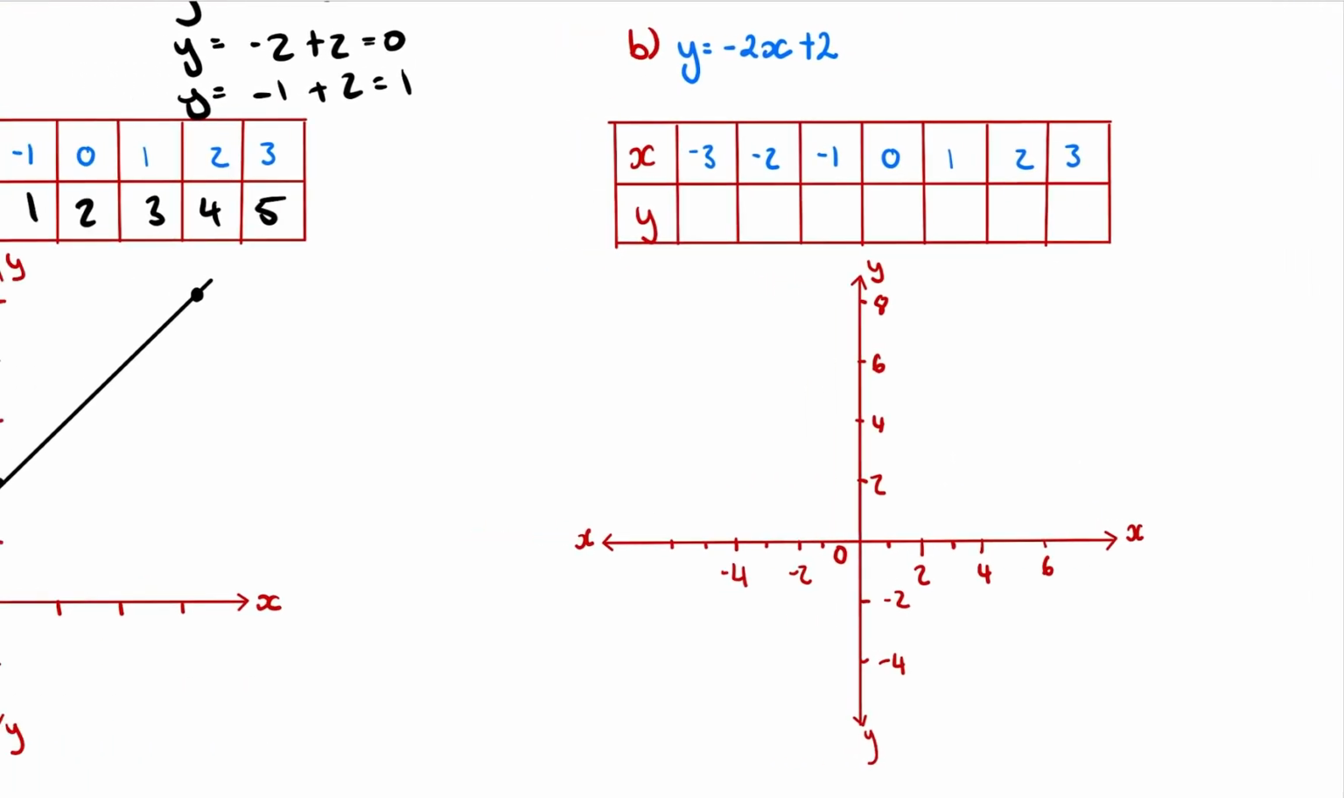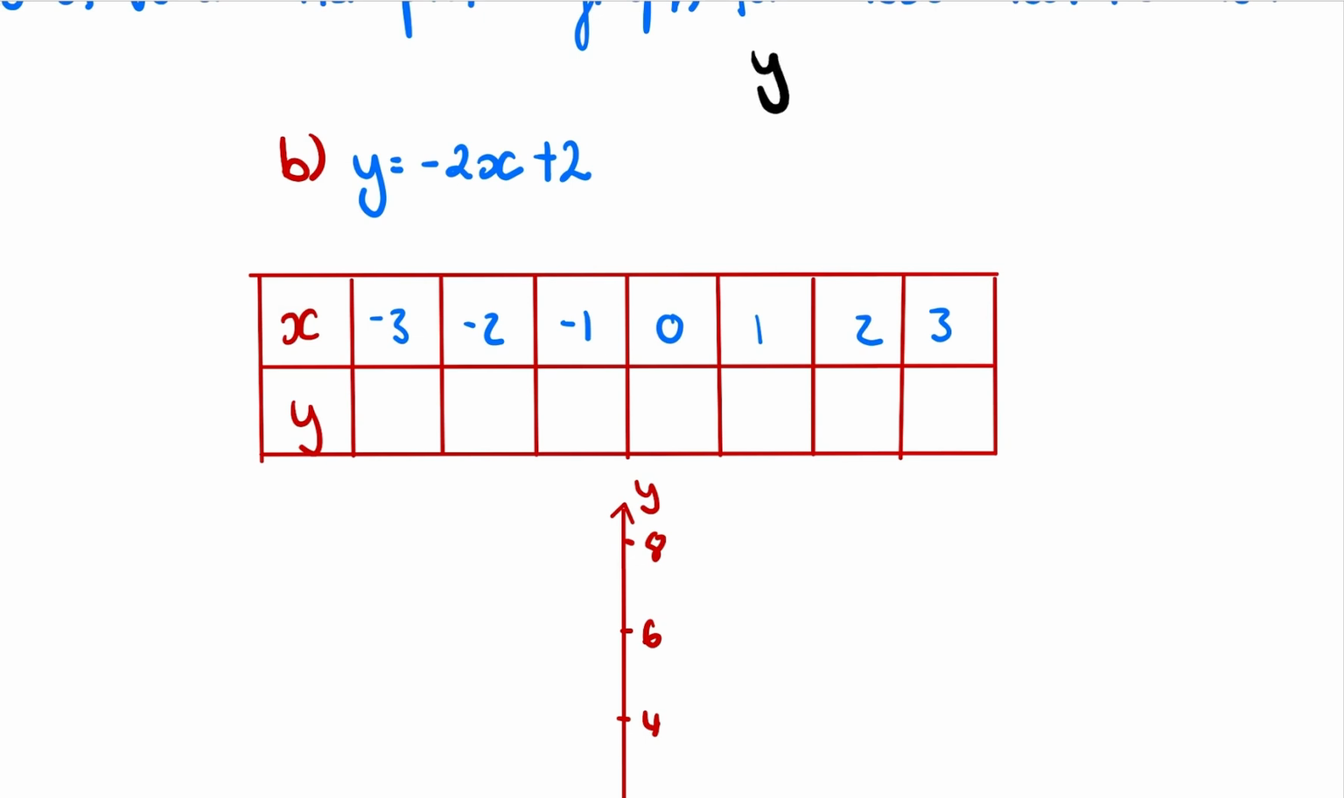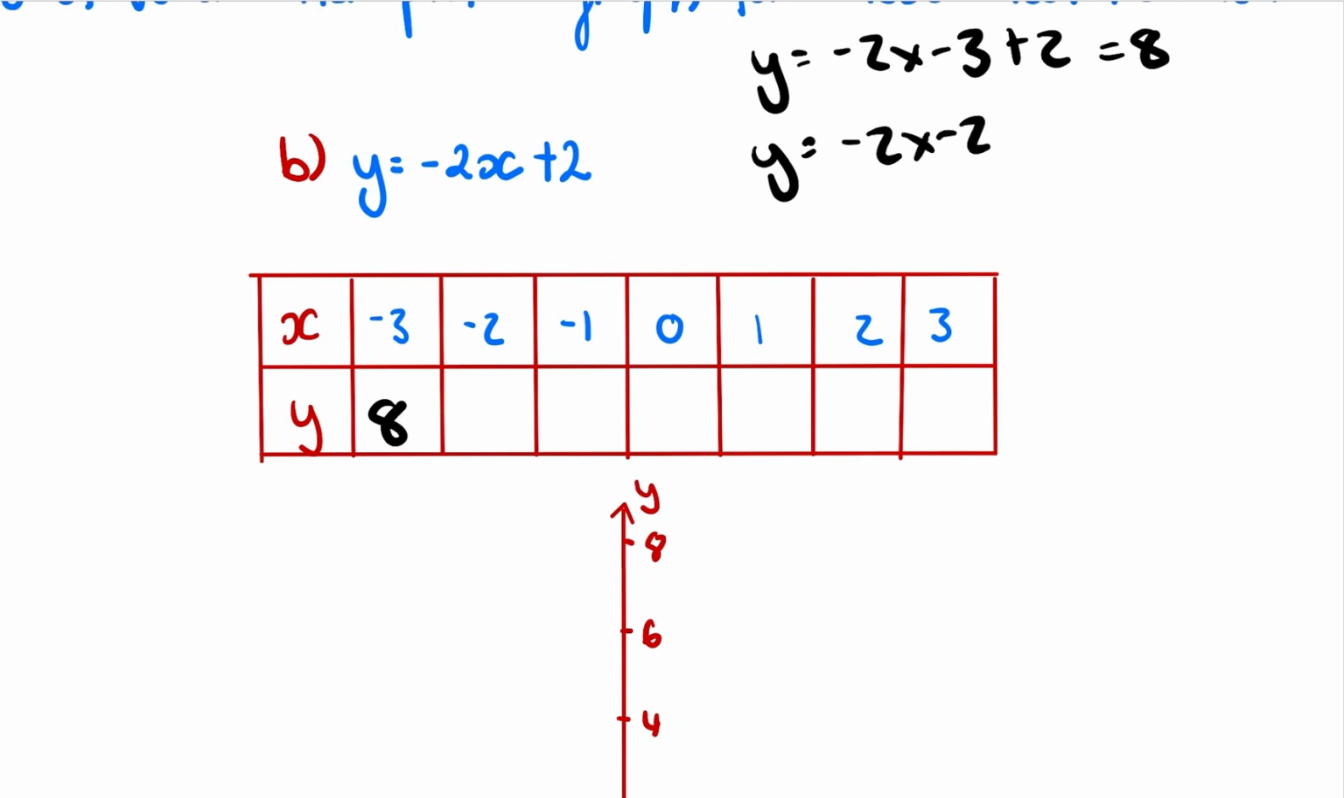So we've got y equals -2x plus 2. So I'm going to use the same strategy here. Wherever there's an x, I'm going to replace. I'm going to do the first 3. So I'm going to go -2 times -3 plus 2. So negative times a negative gives me a positive. So I've got 6 plus 2 equals 8. Fill that in here. Okay, so then I've got -2 times -2, which is 4, plus 2 gives me 6.